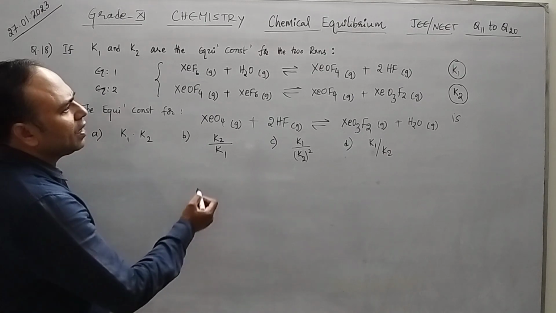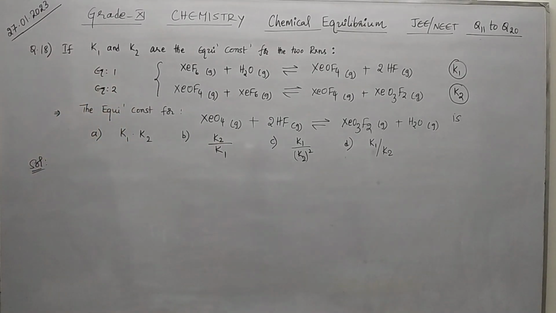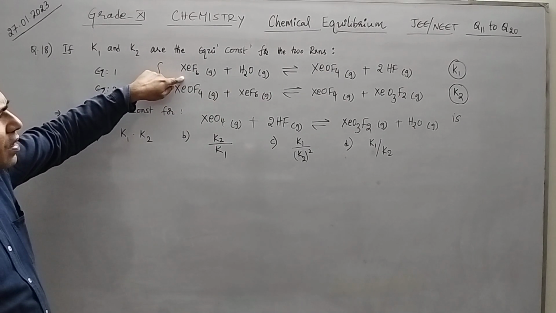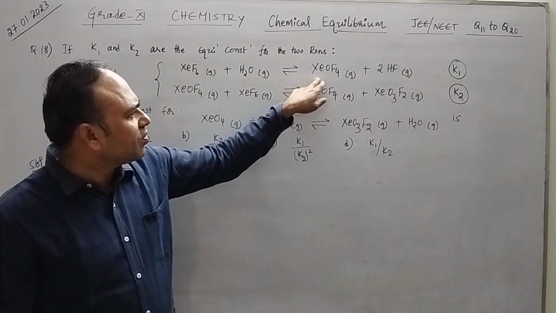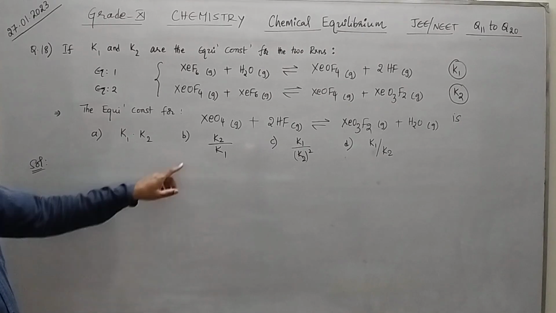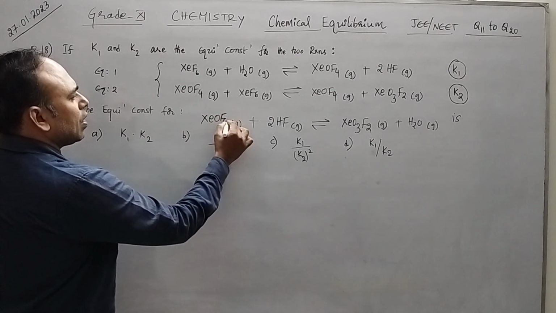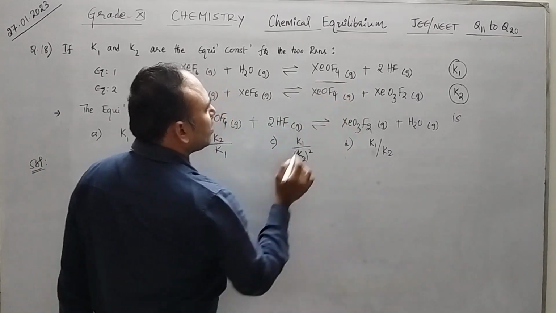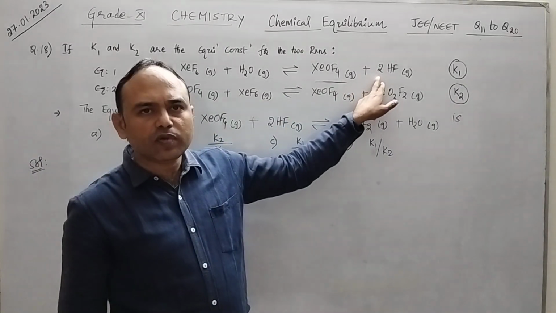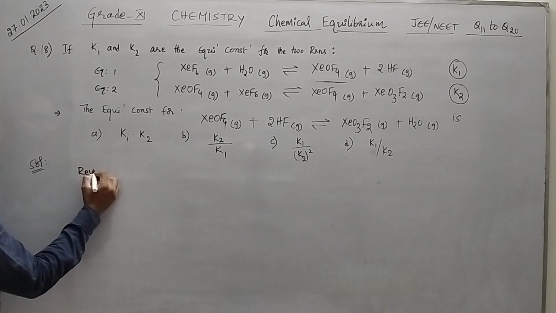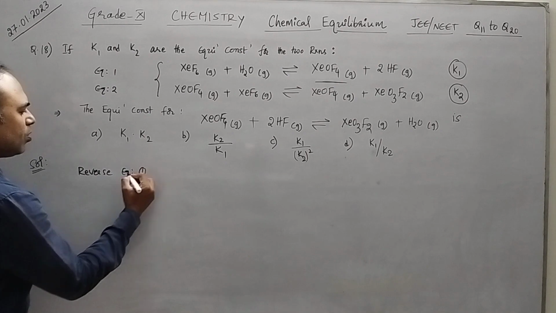Observe here, if you see XeO4, fine. So what you have here, you can just check it out. Here it is XeF6, then H2O, the other side XeOF4, and then 2HF. So you have to observe this and convert this 2HF. So this is XeOF4. Now here you have XeOF4 and adjacent one you have 2HF. They are on the product side, but here they are on the reactant side. Therefore what you have to do, reverse equation 1.